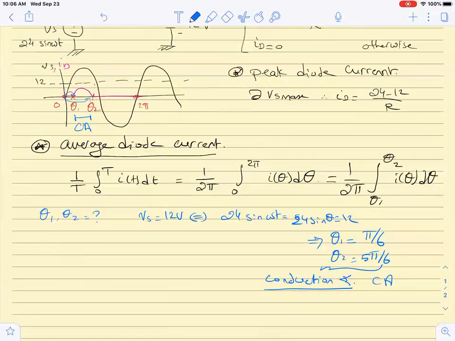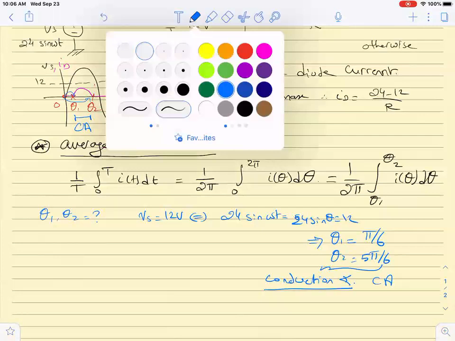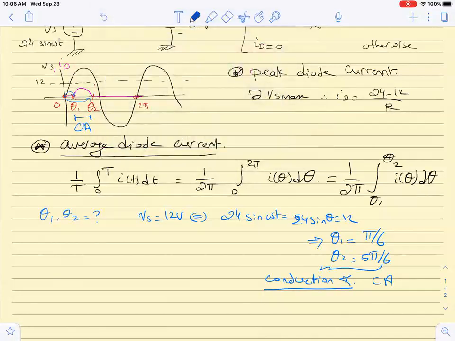Now, we can use symmetry: whenever it is rising, the angle here equals the angle here by symmetry. But all we need is theta 1 and theta 2 for the solution.